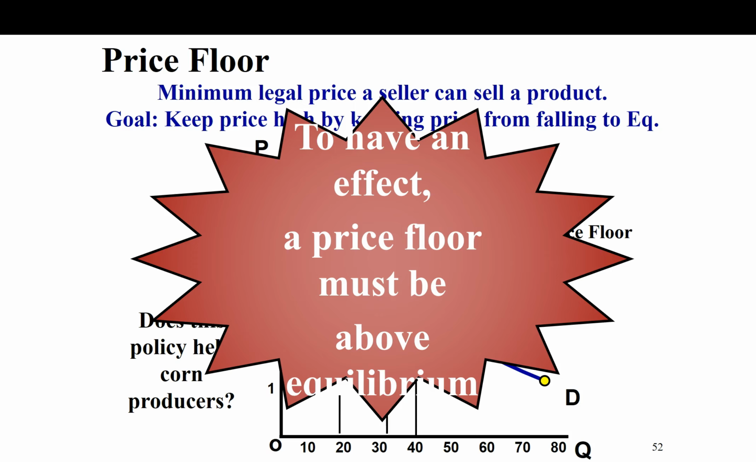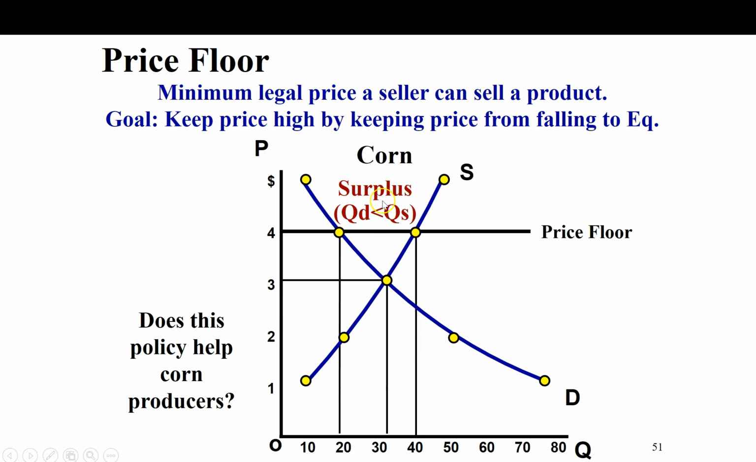To have an effect, the price floor must be above equilibrium. So just like you saw with the price ceilings, you have to have a price floor that sits up here. Otherwise, if you set a price floor, a minimum, below equilibrium, it will have no effect because equilibrium will allocate the product.